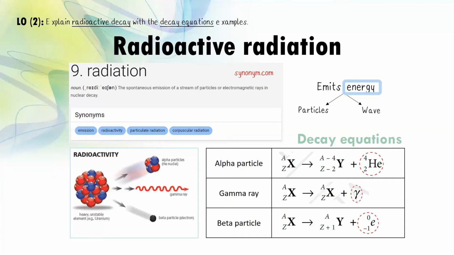Okay, lastly, the gamma ray, which does not change the atomic number of the element. It is simply energy released in terms of a wave or ray.